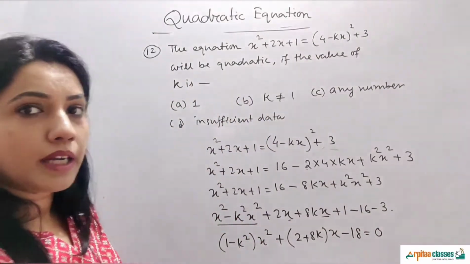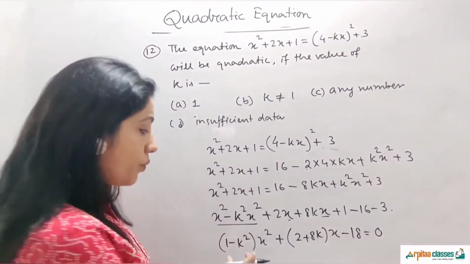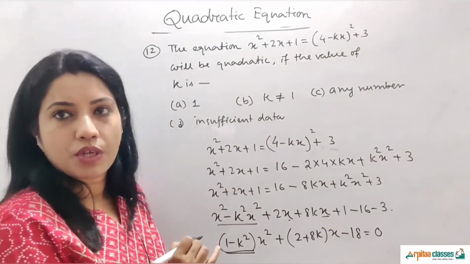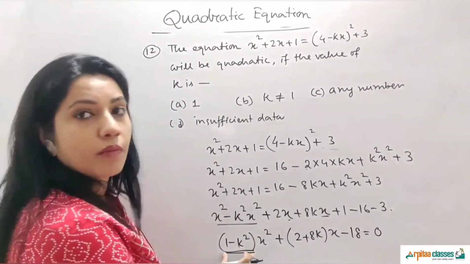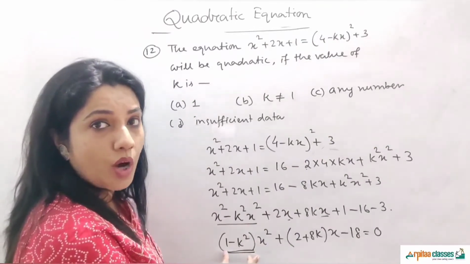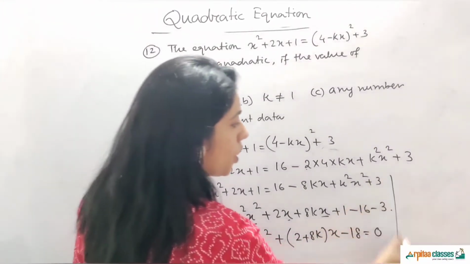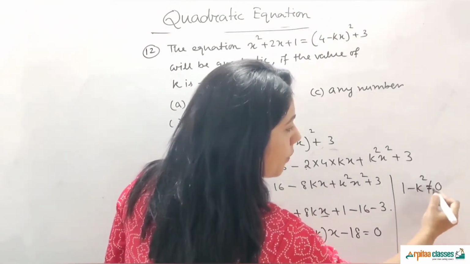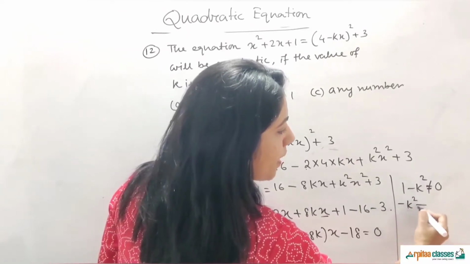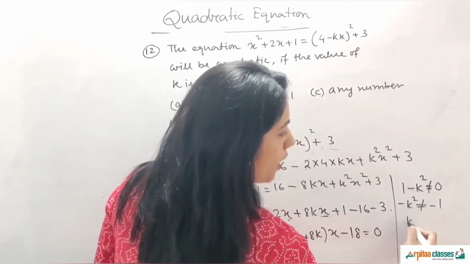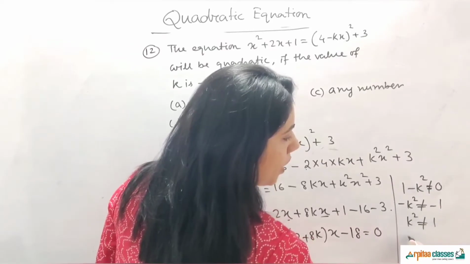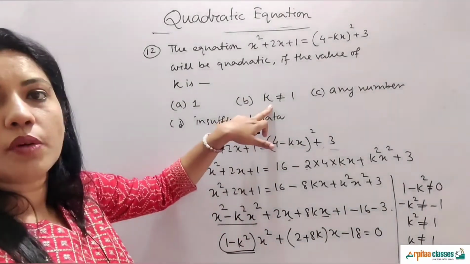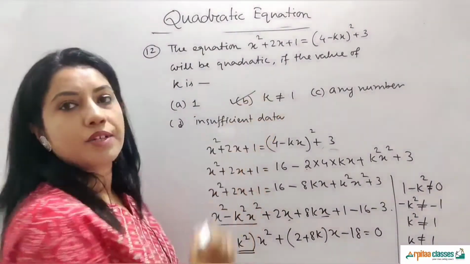Now this is a quadratic equation, or rather this would be a quadratic equation if the coefficient of x square is not 0. Only in that case it will be a quadratic equation. This coefficient should not be 0. That means what we can write is that 1 minus k square should not be equal to 0. That means minus k square is not equal to minus 1, or k square is not equal to 1, or k will not be equal to 1. So let us see the option, k is not equal to 1. So option B is the right option.